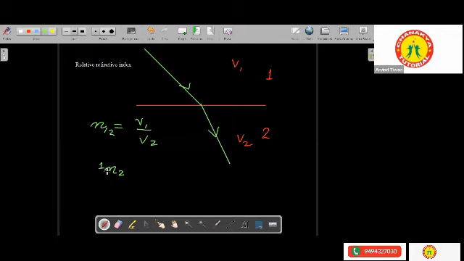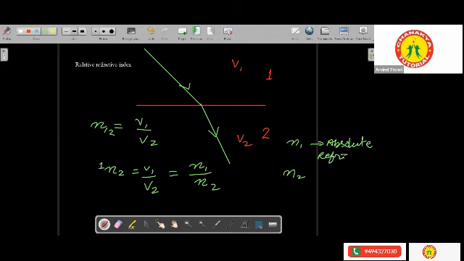We observe the refractive index of the medium in which the refraction is occurring. Here, refraction is occurring in medium 2 and not in medium 1. So we are finding the refractive index of medium 2 with respect to 1. This is equal to v1 by v2, and a very important relationship here: this is also equal to n1 by n2. Now what do n1 and n2 represent? They represent the absolute refractive indices. n1 is the absolute refractive index of medium 1, and n2 is the absolute refractive index of medium 2.